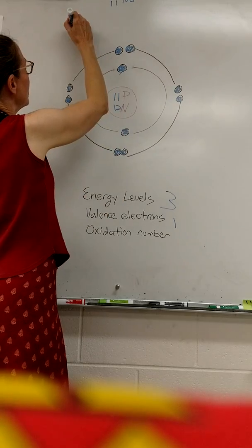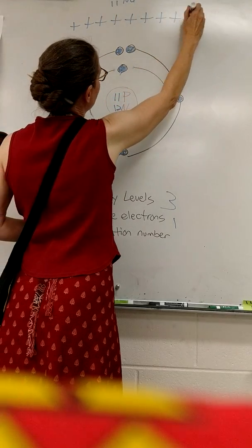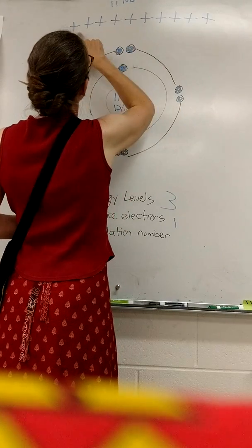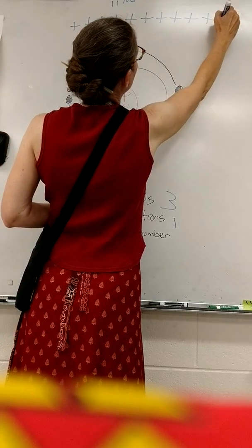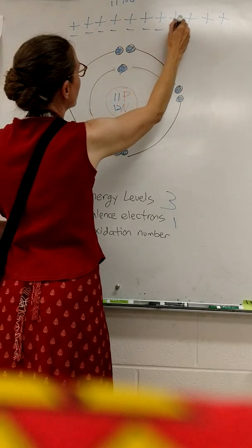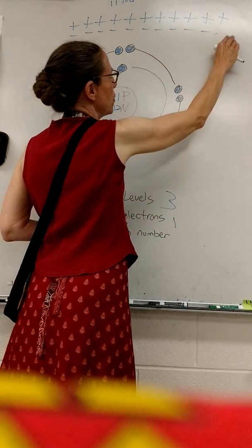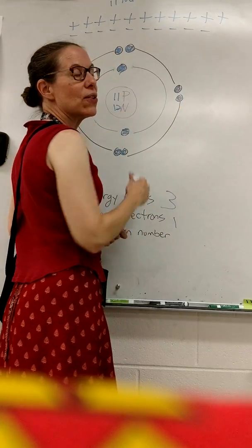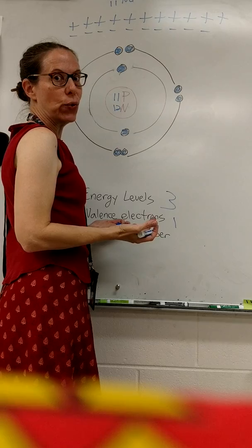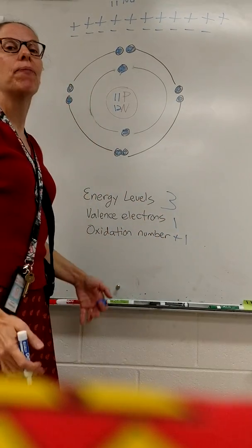Well, sodium started out with 11 protons. And it started out with 11 electrons. But it just lost 1 of the electrons. That means there's an additional positive charge left over. So sodium now has an oxidation number of +1.